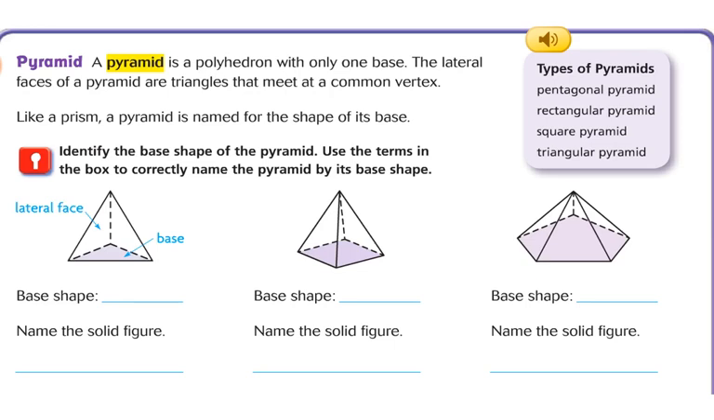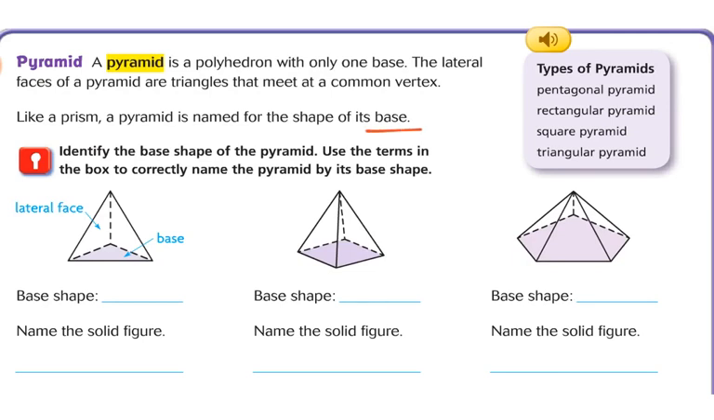Next, we're going to talk a little bit about pyramids. A pyramid, students, is a polyhedron that only has one base. The lateral faces of the pyramid are triangles that meet in a common vertex. So, like a prism, a pyramid is named for the shape of its base. So we're going to be using the base to name the shape.